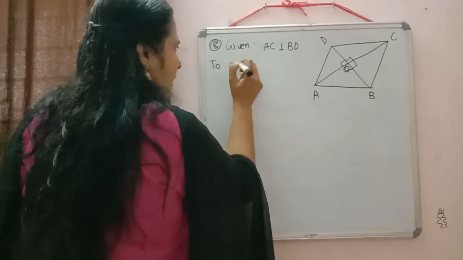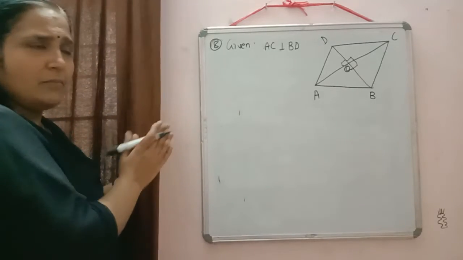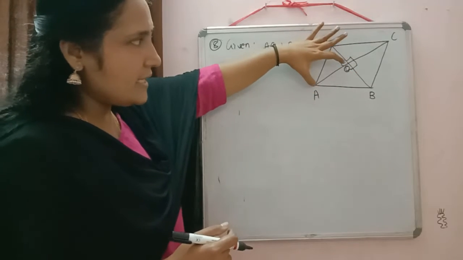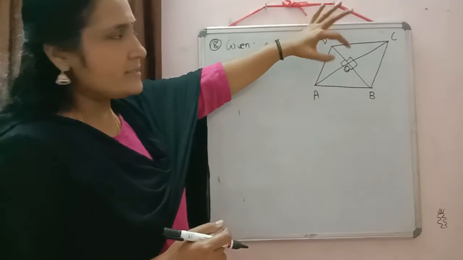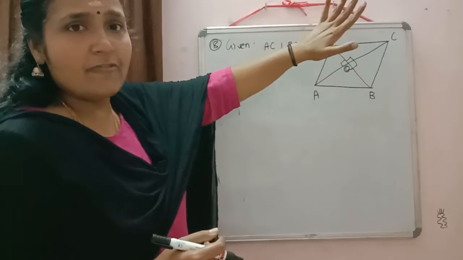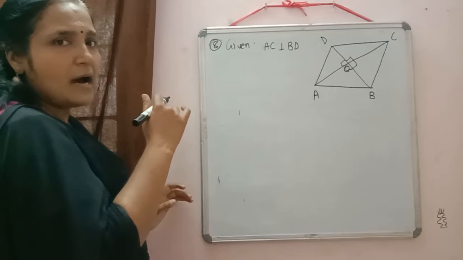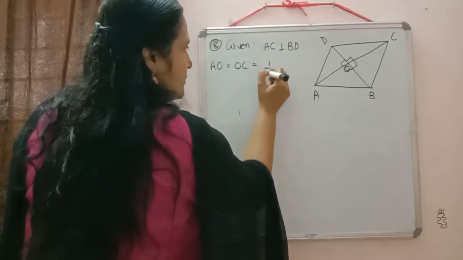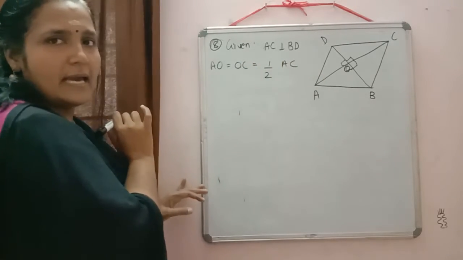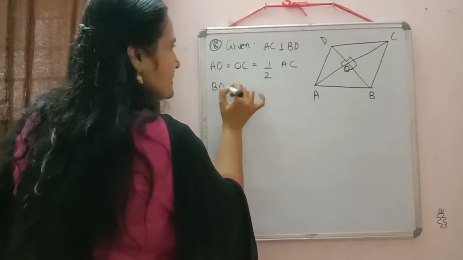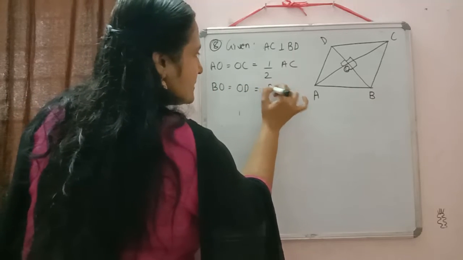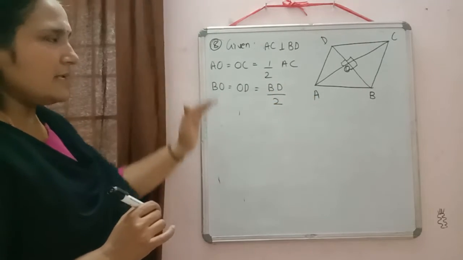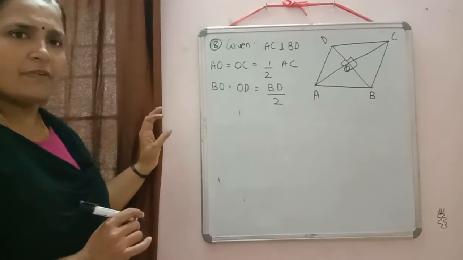Before proving, one more thing: the diagonals bisect each other. So what is the relation between AO and AC? Yes, AO is equal to half of AC. CO also will be equal to half of AC. So write down: AO is equal to OC, and both are equal to half of AC. Similarly, BO is equal to OD, and that is equal to half of BD, or BD by 2. These are the things we know according to the properties of a rhombus.